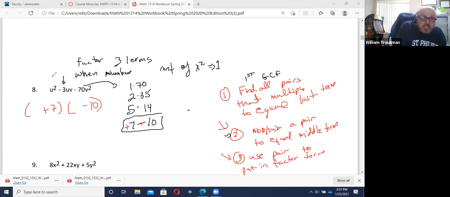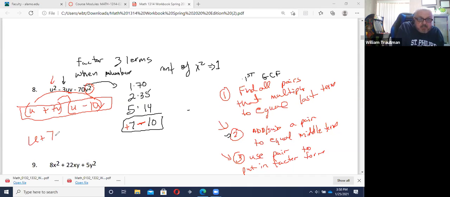In the front, we have u's, so we're going to have a u and a u. But be careful. In the back, we have a v squared, so you also have to add the v and the v. That's why the middle term is a uv. You see, 7uv and a negative 10uv is a negative 3uv. So this is the answer. This is the factored form. The answer is (u plus 7v) times (u minus 10v). And that's the factored form for the 3 terms.